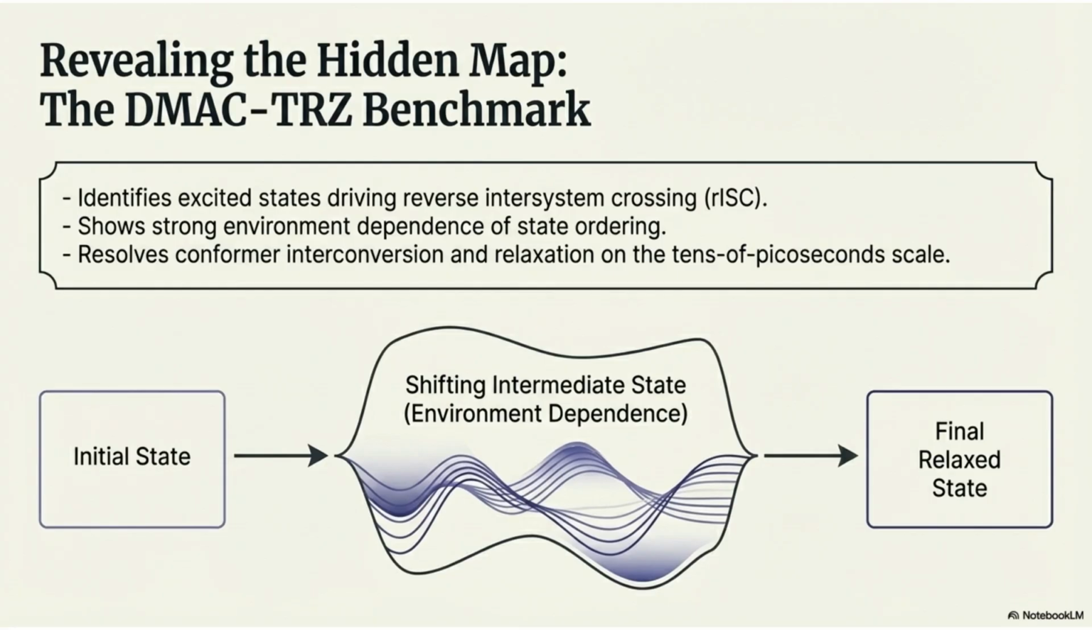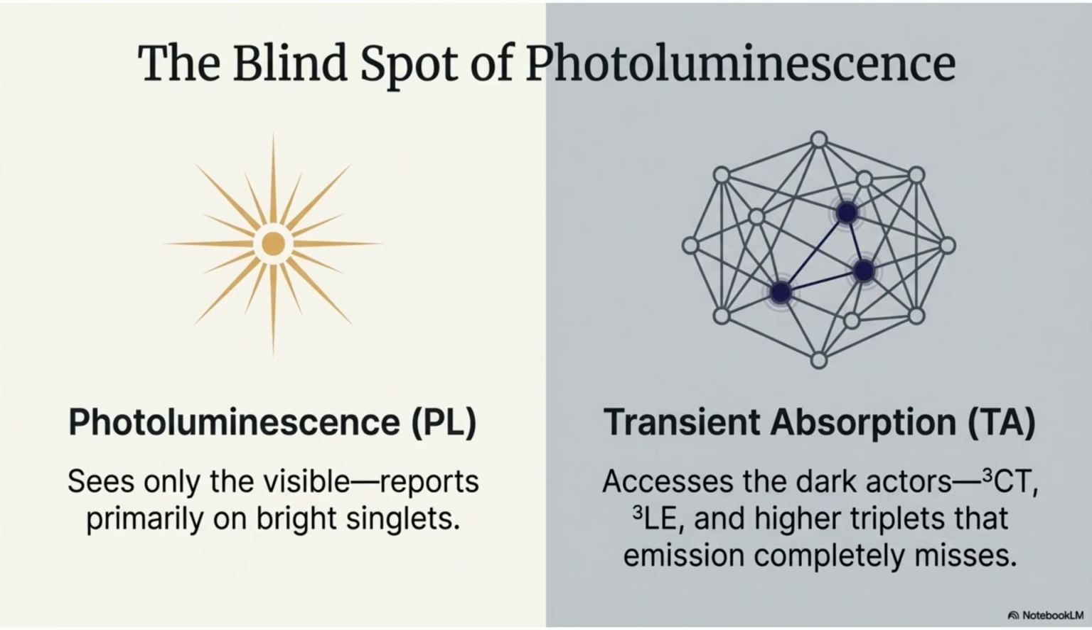We use the DMA-CTRZ benchmark to reveal the hidden map. This technique identifies excited states driving reverse intersystem crossing, shows strong environment dependence, and resolves conformer interconversion on the picosecond scale. Photoluminescence, or PL, only sees the visible light from bright singlets, leaving a blind spot. Transient absorption, or TA, accesses the dark actors, like triplet states, that emission completely misses.